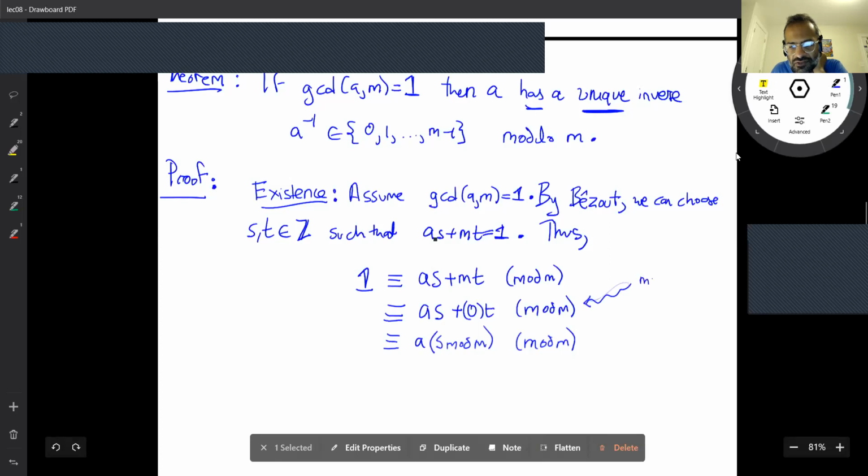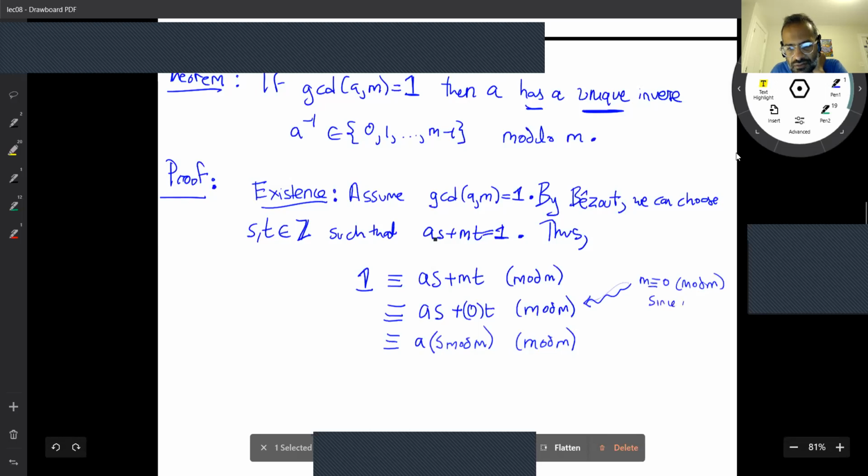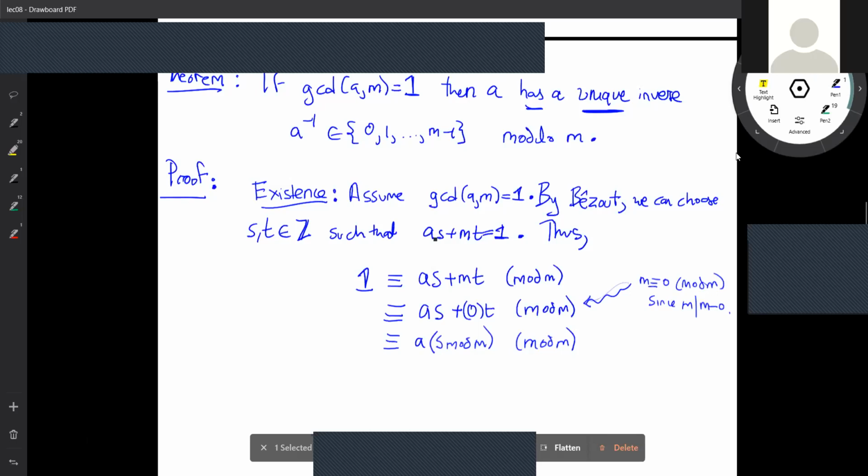Right, so we use that m is congruent to 0 modulo m. And that's just because m divides m, right? Does that make sense? Yeah, thank you. So now I'm happy, right? That's my remainder, S mod m.